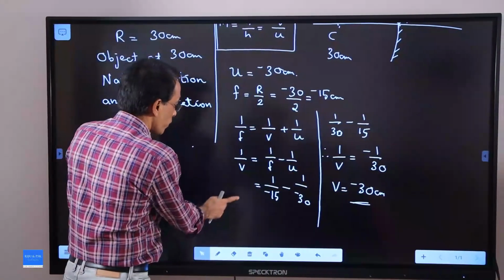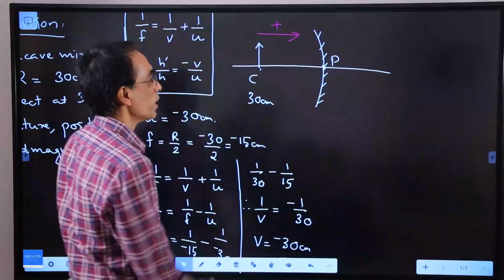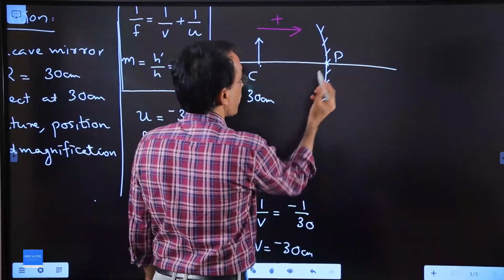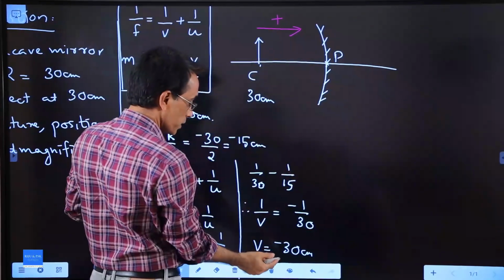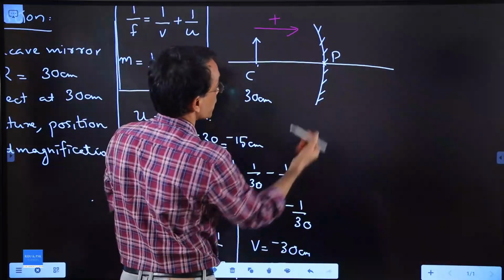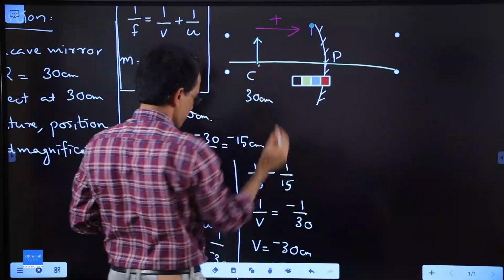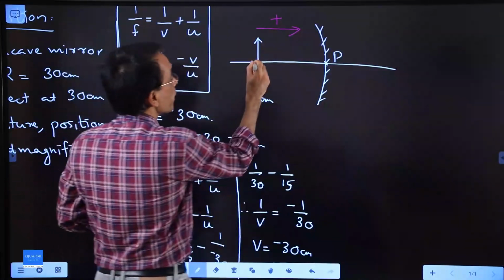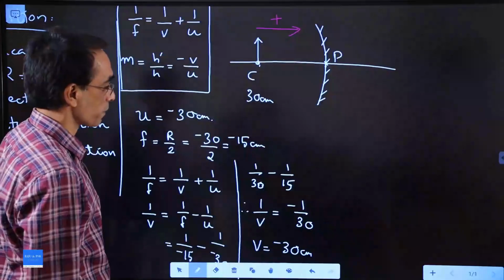Okay, let us go back to the diagram and see where this minus 30 is. In your diagram, minus is leftward direction, opposite to the light. So this image is at 30 centimeter to the left. That means the image is formed here at C itself. The image is formed here at C itself and the image distance is minus 30.